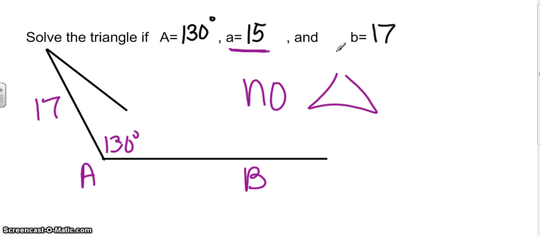Now I want you to notice the angle was obtuse. One of the sides that makes up part of that angle was 17, and the opposite side was shorter. Anytime that happens, you're never going to be able to have a triangle.